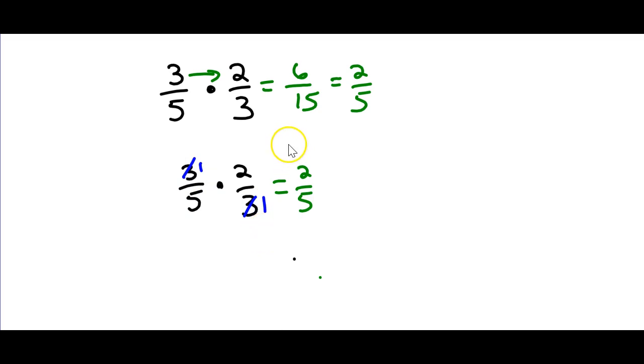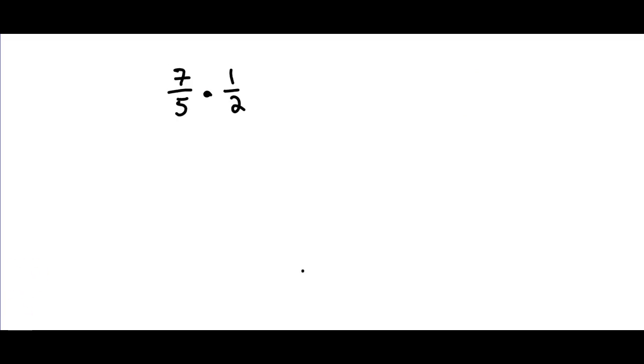And that's kind of nice when you get into bigger numbers, because you don't want to have to ask, does 36 and 125 have anything in common? If you already reduced ahead of time, then it's taken care of. So let's try out another one here. We got 7/5 times 1/2. So once again, multiplying straight across, we get 7/10. So 7/5 times 1/2 is 7/10.